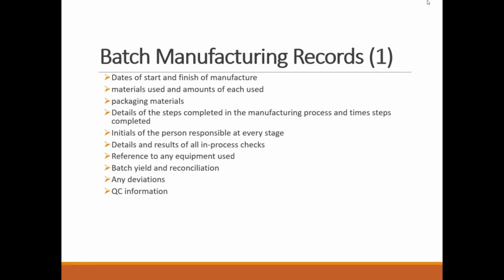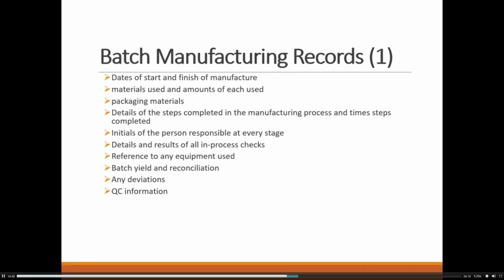So finally, the last type of document we talk about is BMRs, or batch manufacturing records. And BMRs are very important documents used in the manufacturing area. They contain information that relates to the following aspects of manufacture of a batch of product. So normally they have the dates of the start and the finish of the manufacture, or how long the whole process took. It lists all materials that were used and the amounts that were used in each step of the process. It will list all the packaging materials used. Details of the steps completed in the manufacturing process and the times the steps were completed. So the operator fills in those details as the operation happens. The operator will fill in the time it occurred, and they will initial and date that step.